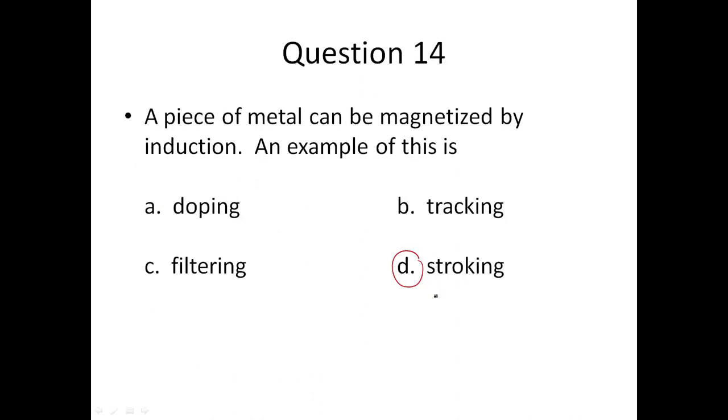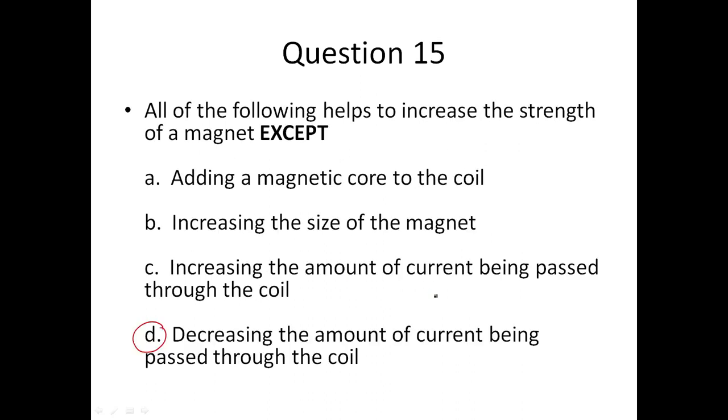Question 14. A piece of metal can be magnetized by induction. An example of this is stroking. Question 15. All of the following helps to increase the strength of a magnet except decreasing the amount of current being passed through the coil. I don't think B is really an answer, but we're looking for the best possible answer. So we're going to stick with D because decreasing the amount of current being passed through the coil will definitely not increase the strength.